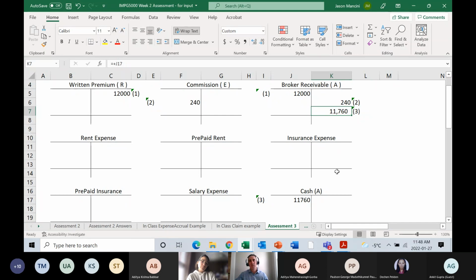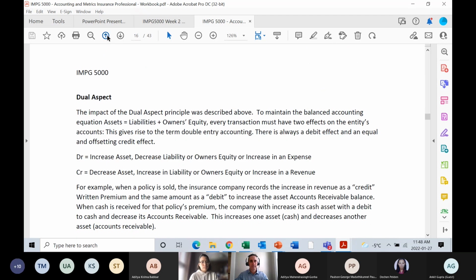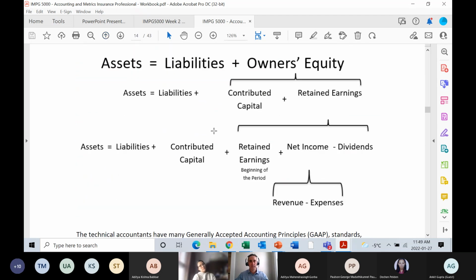So I'm trying to use the same terminology that we used when we were looking at this chart, right? So that cash one, we decreased an asset and increased a different asset. So assets went up, assets went down, net zero. Nothing else changed on the cash.